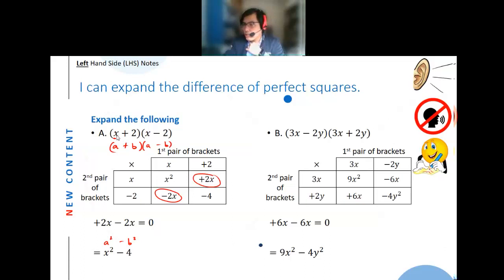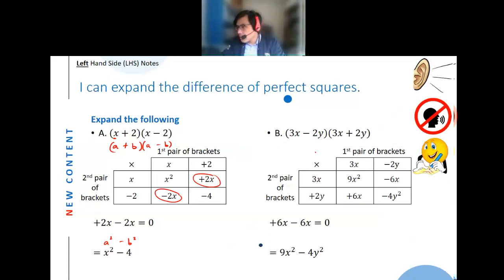So you take the x here and you square it, and then minus the 2 squared. 2 squared is 4, so x squared minus 4. That's how the rules work. However, I'm not asking you to memorize the rule. If you can memorize the rule, that's awesome. If you can't, just do it as an expansion of double brackets.